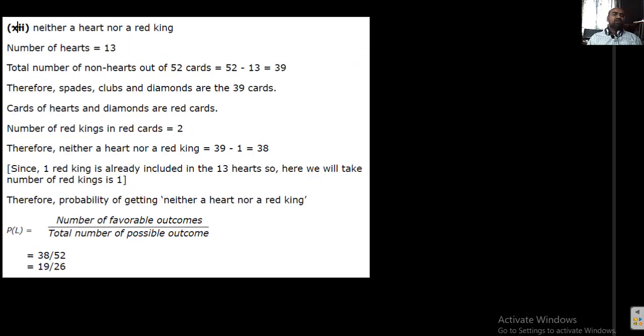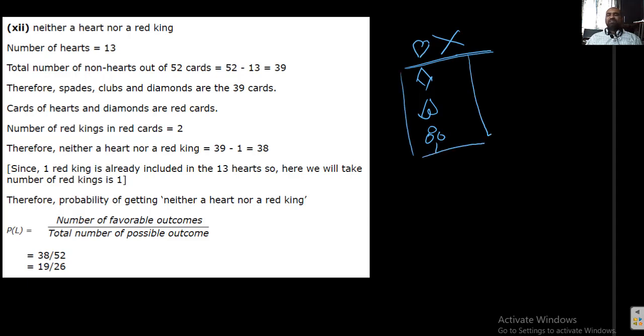Next problem. Neither a heart nor a king. Actually, students, listen. It should not be a heart, should not be a king. After removing hearts from 52, 52 minus 13, we will get 39. In this 39, we want to handle the red king. This is red color, this is red color, remaining all are black only.